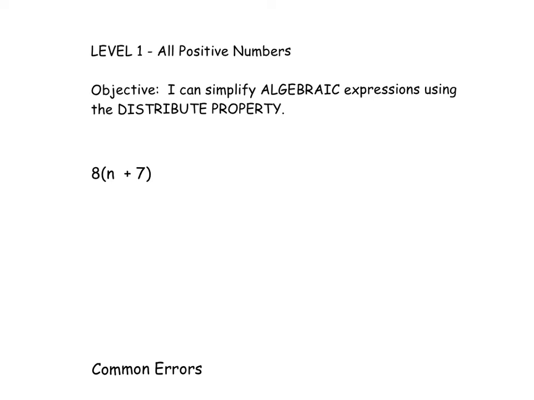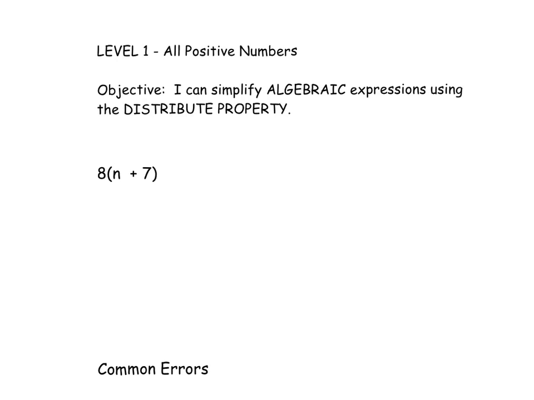So let's look at this first problem that requires us to use a distributive property. And our goal is to simplify algebraic expressions using the distributive property. Level 1 would just be all positive numbers. And when we say simplify, we're basically trying to get rid of these parentheses. We're trying to release the parentheses so that there's no terms left in parentheses.